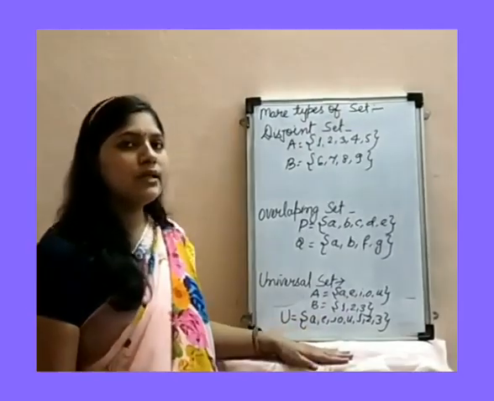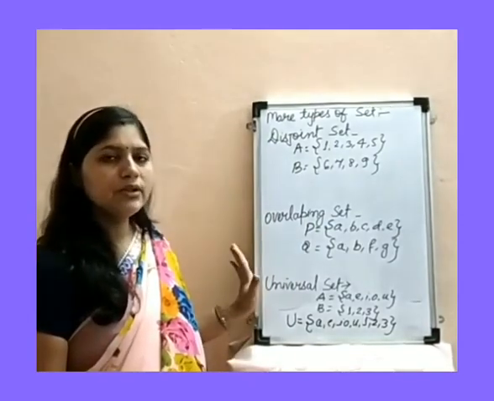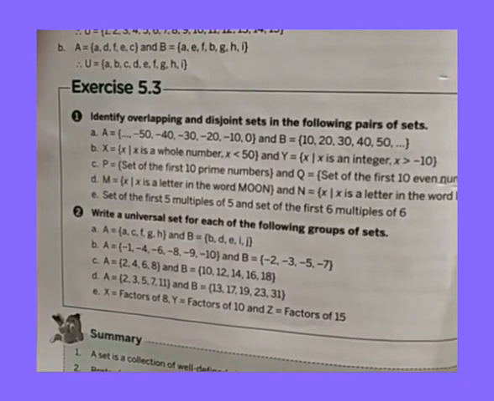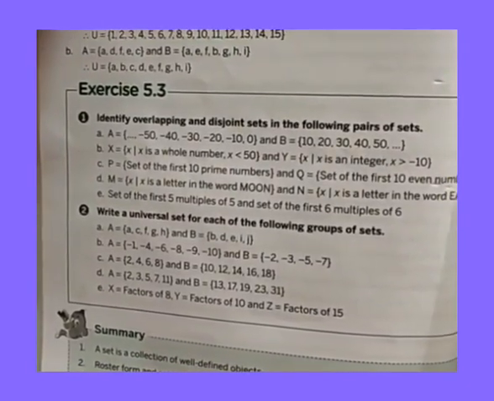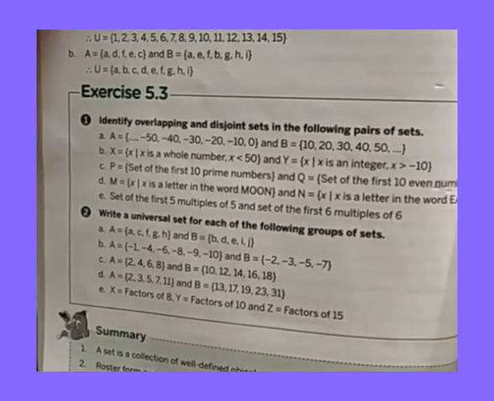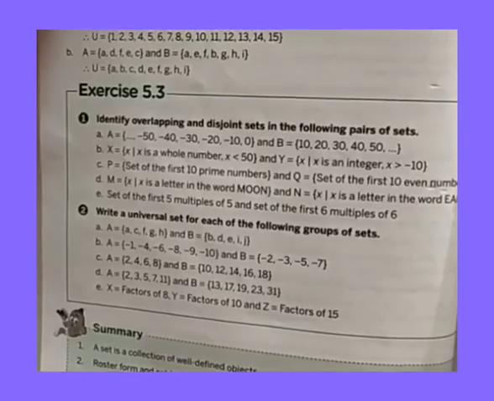Let's see exercise 5.3, which is on the basis of these three sets. So we will do 5.3 now. Here is exercise 5.3, question number 1 and 2, and each question has 5 parts. So I'll give you the first question A, B, C and question number 2 A, B, C.